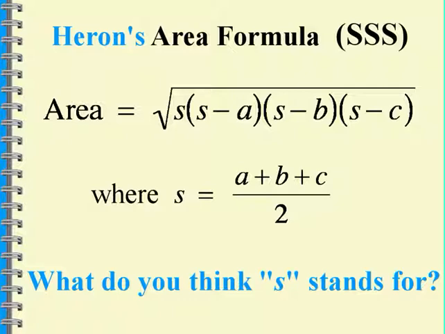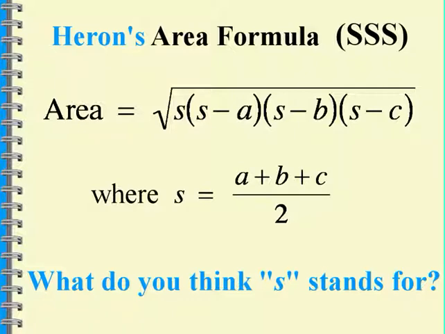S equals A plus B plus C, all divided by 2. So as you're writing that down, I want you to think to yourself, what would you think S stands for? What would A plus B plus C in the triangle be? Yeah, but if you add them together, what do you get? The perimeter.